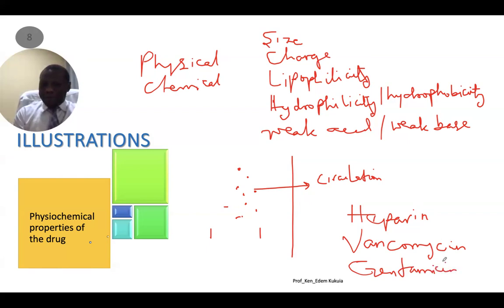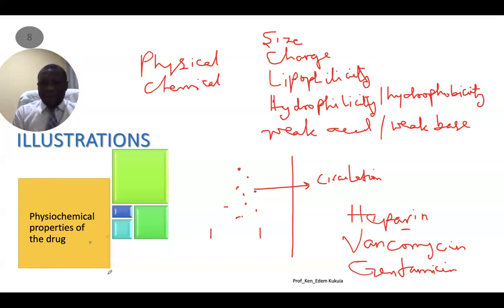So these drugs, the sizes are very huge. So it is difficult for them to cross the cell barriers to be able to enter into circulation. So normally we give them as injections instead of giving them orally. But if your intention is that you want the drug to work locally, maybe in the GIT, then you could decide to give it orally. That's not for heparin, but let's say vancomycin. If you give it orally, then the idea is that you are trying to achieve a localized effect.